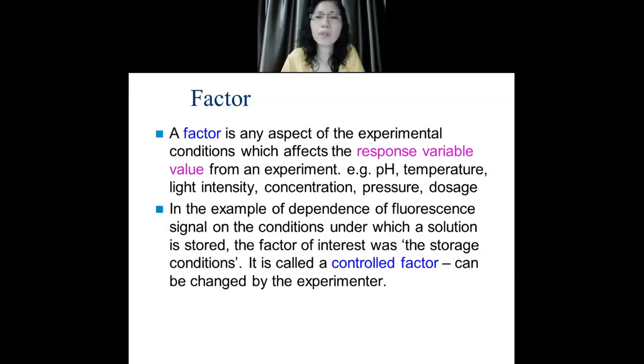In the example of dependence of fluorescence signal on the conditions under which a solution is stored, the factor of interest was the storage condition. So that was an example last time when we were studying one-way ANOVA. Now it is called a control factor, means that it can be changed by the experimenter.